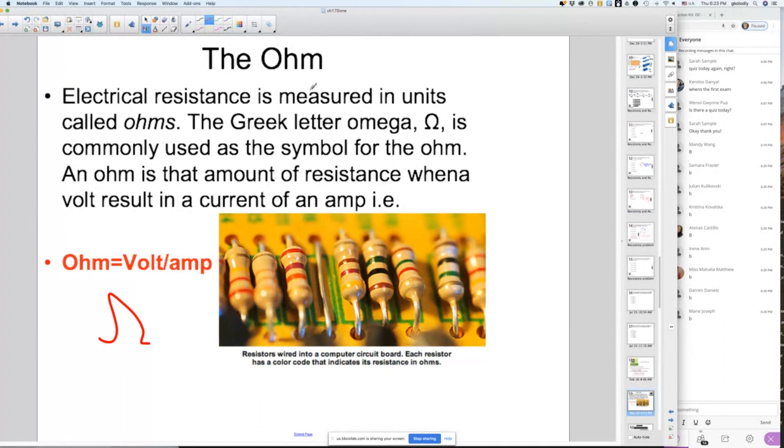So electrical resistance is measured in units called ohms. We already saw that mentioned before. And the symbol for that is the Greek omega. The ohm is that amount of resistance when a volt results in a current of 1 amp, as we discussed what current is. So an ohm is a volt per amp. How many volts of resistance per amp?